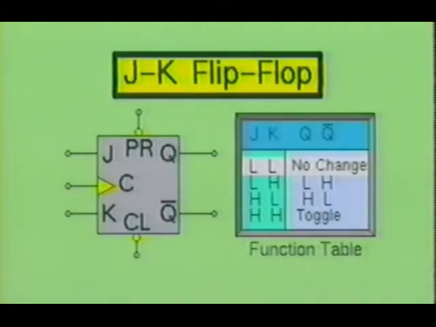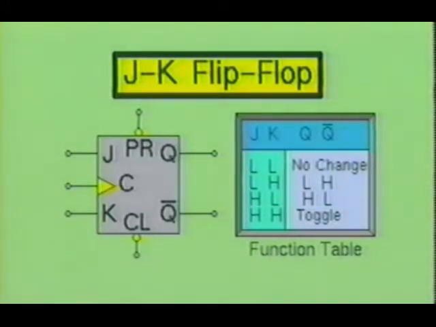When both inputs J and K are low, the flip-flop will remember its present state and the outputs will not change with the next clock pulse. Now suppose input J remains low and input K swings high. The flip-flop is then instructed to reset output Q to a low state on the next clock pulse and set not Q to a high. If on the other hand input J is made high and input K is made low, the flip-flop is instructed to set output Q high and output not Q low. And if both J and K have a high input, the output will toggle from one state to the next with each clock pulse.